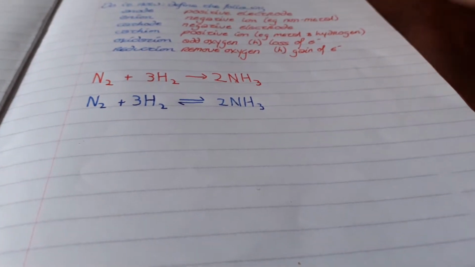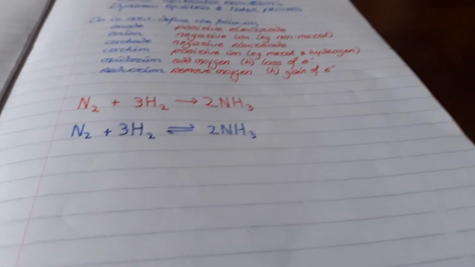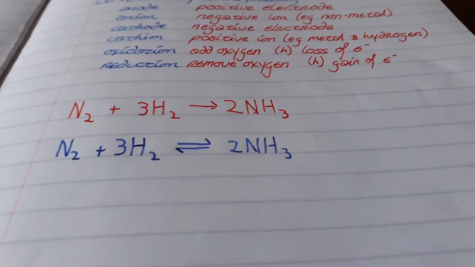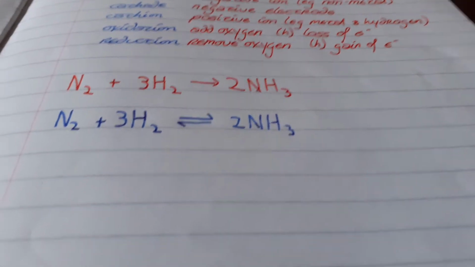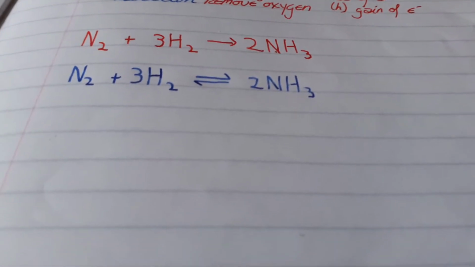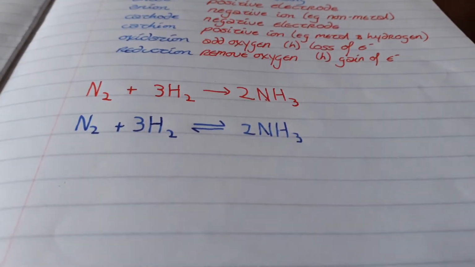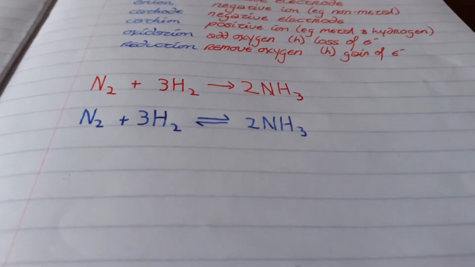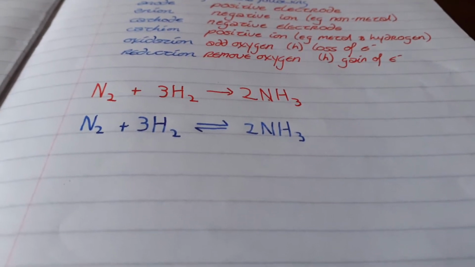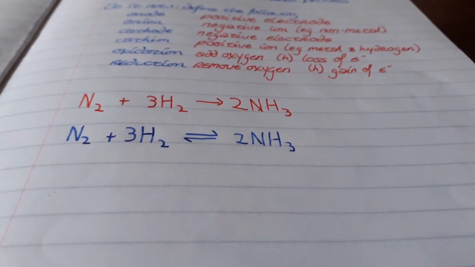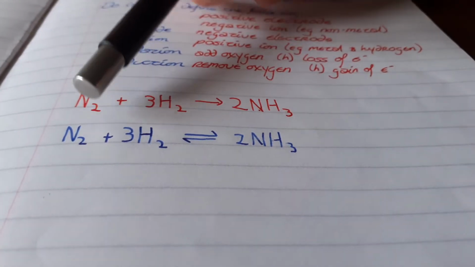So it can go one way or the other. And what happens is we can use this to make what we want and have a play around with it. A lot of this stuff is going to be higher tier. So it's called a dynamic equilibrium, okay? Because you've always got nitrogen and hydrogen making ammonia, and you've always got ammonia breaking down into nitrogen and hydrogen.